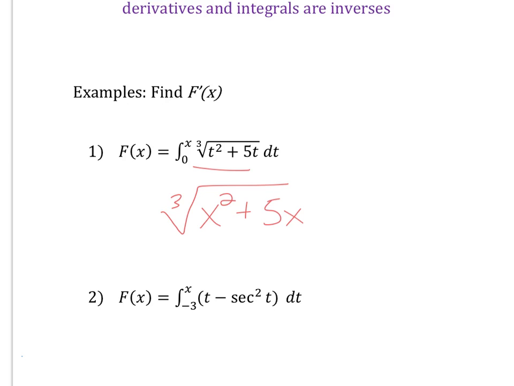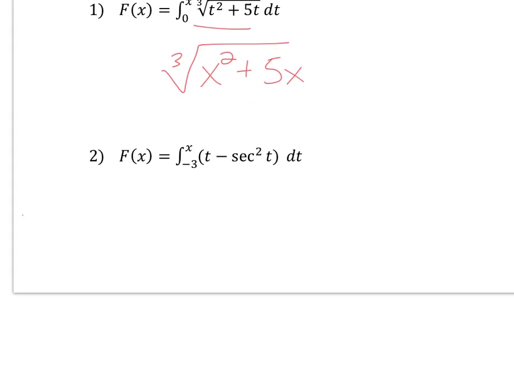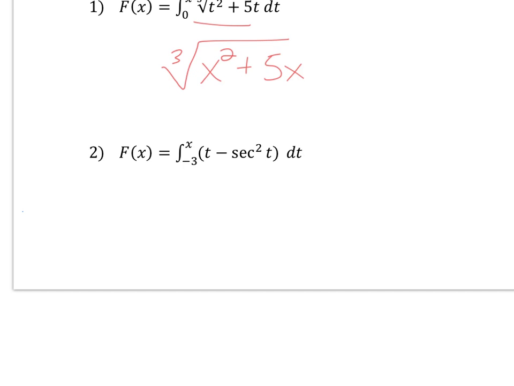When the upper limit of integration is simply x, then all we need to do is just substitute x in for t. Okay, so example number 2 is also very straightforward, because once again we have a lower limit of integration that is just some number. In this case it's -3.